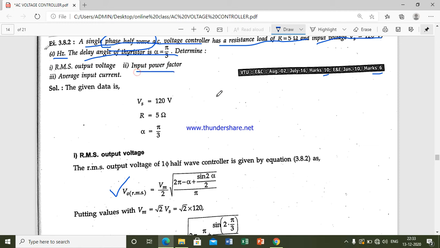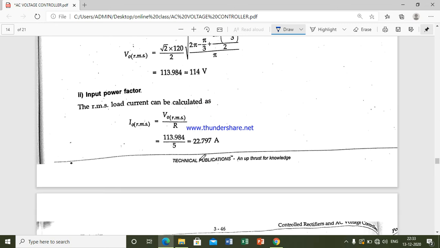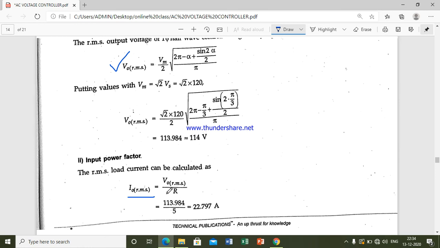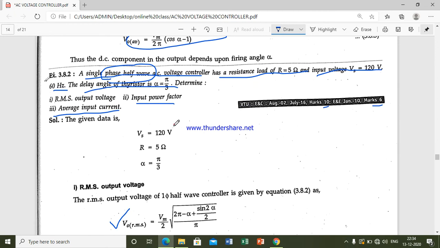Similarly, input power. You can calculate input power as P equal to VI, you know that. For that, first you have to calculate I naught. From this you can calculate that. Next you have to calculate average input current, I naught average. First we have to calculate V naught average. From this you can calculate. So first I will write down the given parameters. They have given input Vs as 120 volt and R as 5 ohm and alpha as pi by 3.